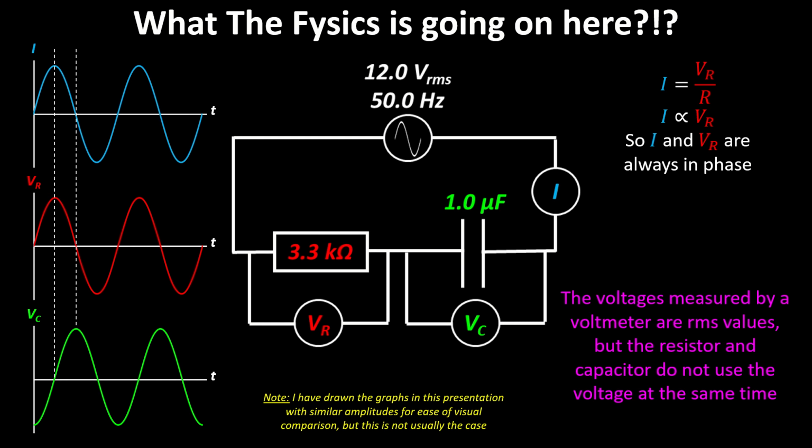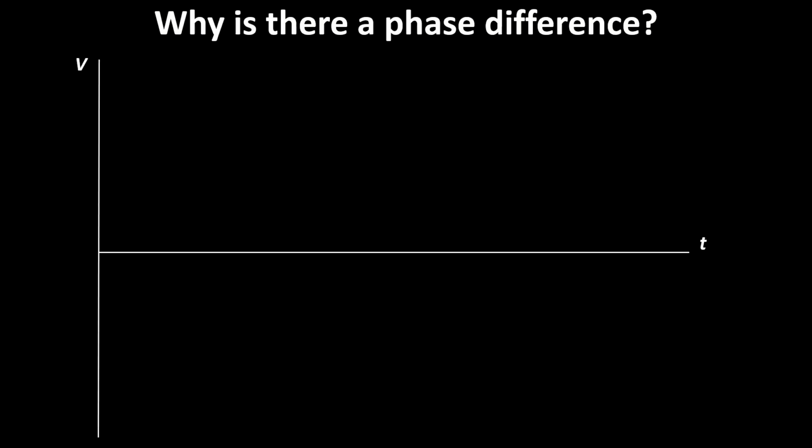Now, the important thing to know is that when you use an AC voltmeter, the value that it reads is an RMS value. But the important thing here is that the voltage across the resistor and capacitor is not maximum at the same time. So there's a phase difference between them. So we'll actually look at why that exists.